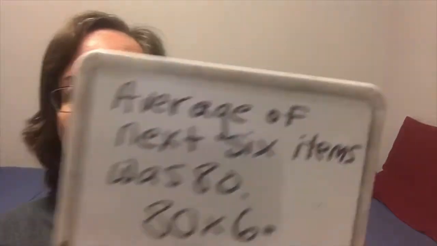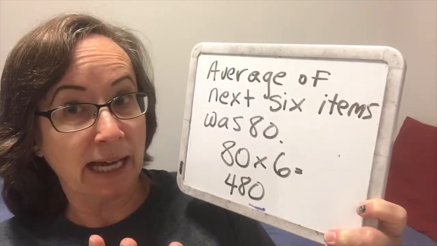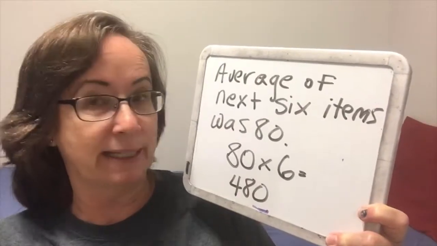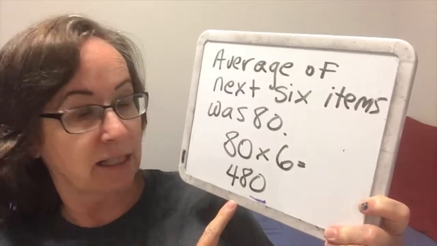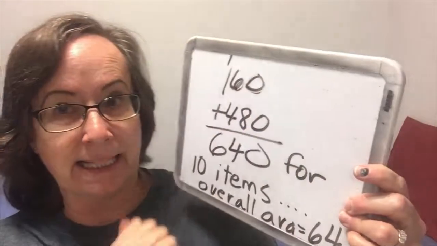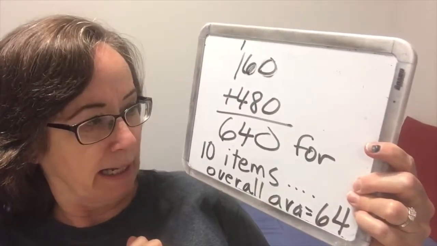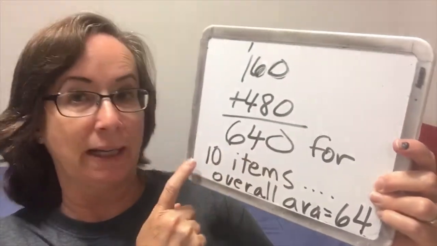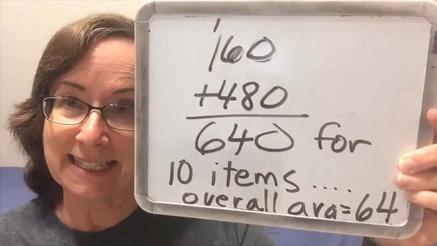And then we have the average of the next 6 items was 80. We don't know what those items are, but we can count them as 80 6 times. So we're going to count them as 80, 80, 80, 80, 80, 80. And 80 times 6 is 480. So now we're going to take the 160 and the 480, and we're going to add them together to get 640, and that's for all 10 items. And since 640 divided by 10 is 64, the overall average is 64.